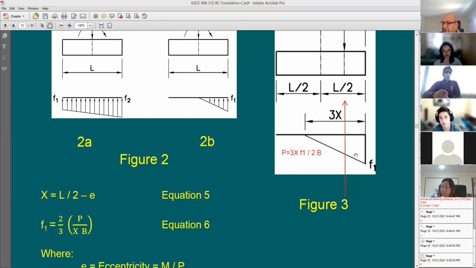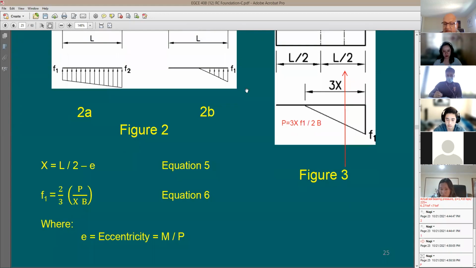B is going to be the width of the footing in the other direction, perpendicular. And this is going to be the total force applied. Let's say, can I take this and try to find out F1 and also replace X with L divided by 2 minus E? I'm going to say yes. And here is the result. This is what you'll get. If you'd like to rewrite this equation to find out F1, the stress, this is going to be your equation.